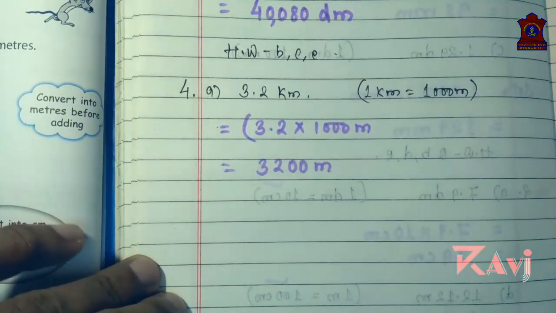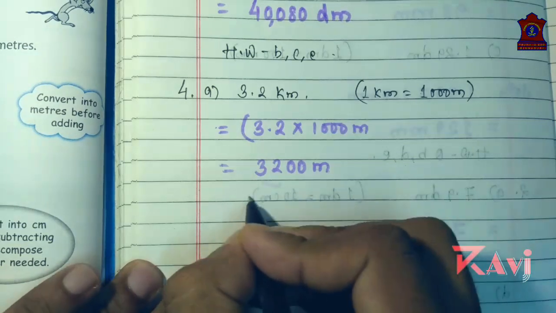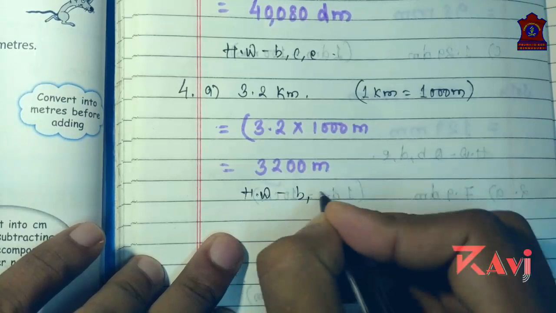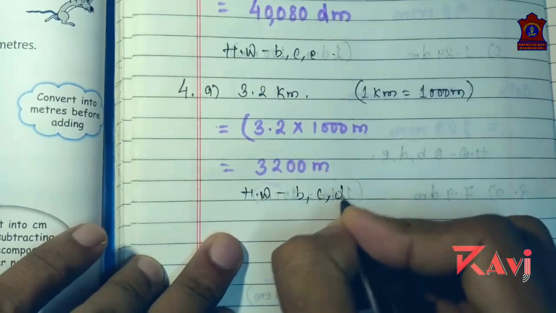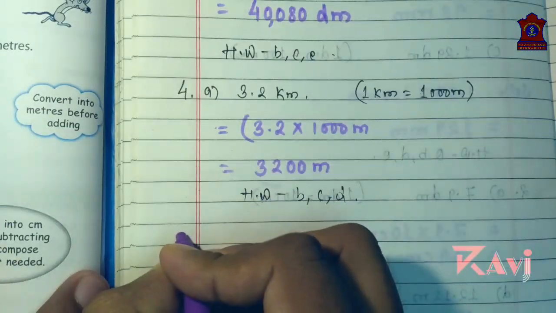Now let's move to question number 5. We know the method is the same in all the questions, so the rest of the questions from question number 4, B, C and D, you have to try by yourself. Clear? Now move to question number 5.